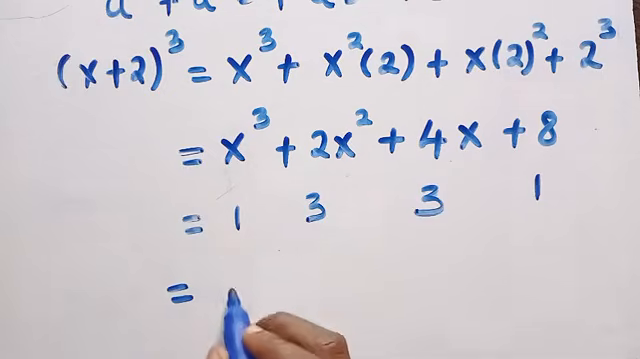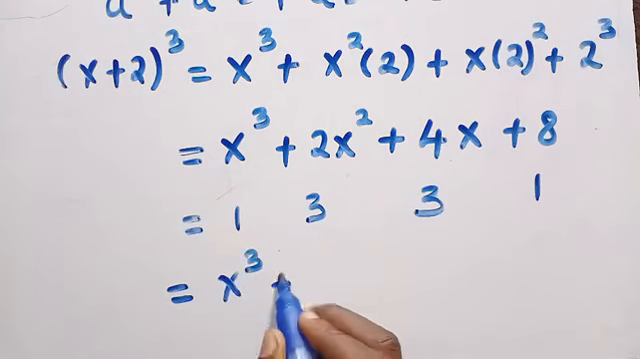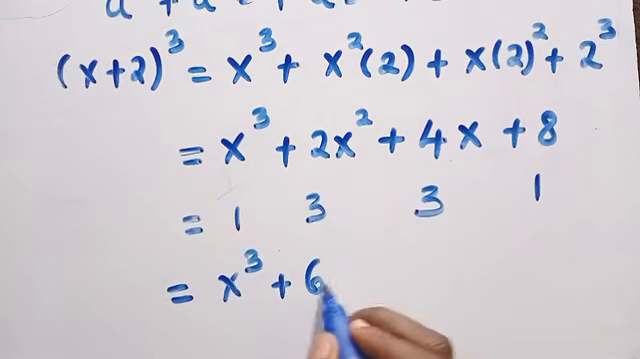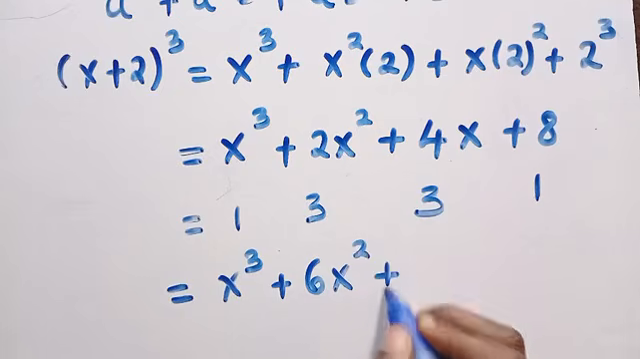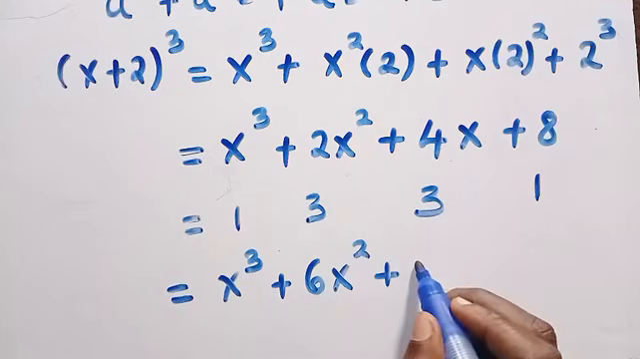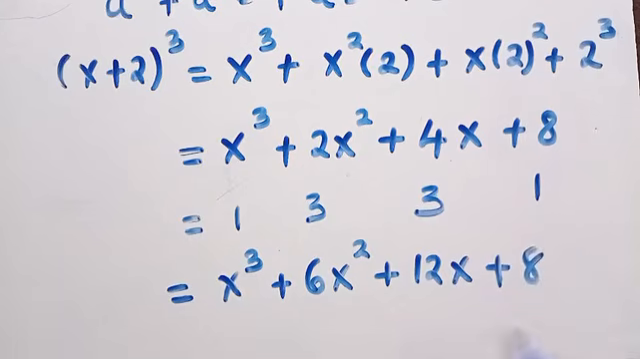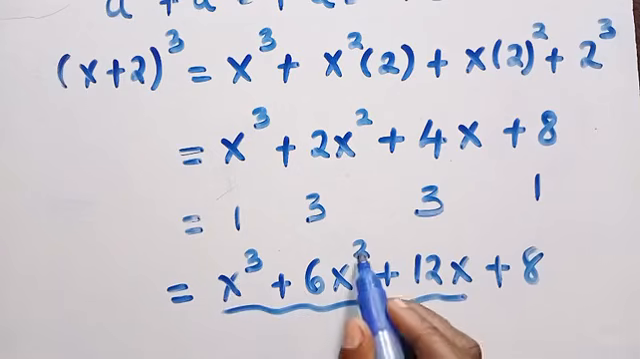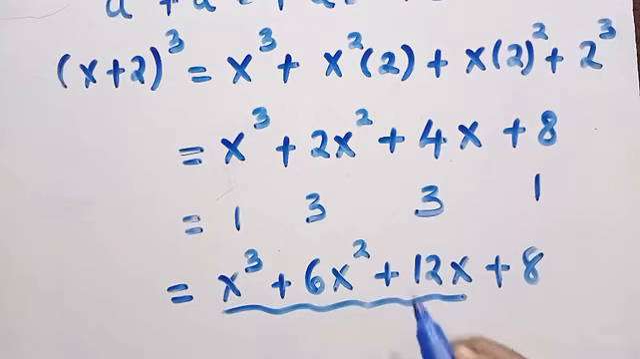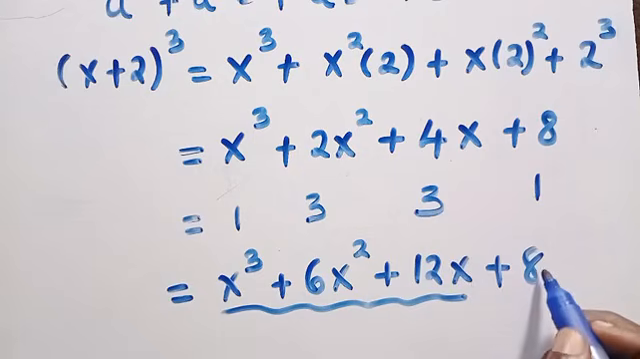1, 3, 3, 1. So we start multiplying these numbers with what we have. The first one becomes x raised to the power 3, plus 3 times 2, that is 6x raised to the power 2, plus 3 times 4, that is 12x, plus 1 times 8, that is 8. This is what we have. But looking at this, x cubed plus 6x squared plus 12x is our expression from the function that we were given. So it is now easy for us to know how we are going to take out this plus 8.